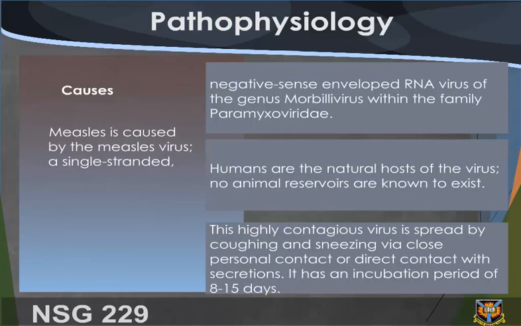Causes. Measles is caused by the measles virus, a single-stranded, negative-sense enveloped RNA virus of the genus Morbillivirus within the family Paramyxoviridae. Humans are the natural host of the virus. No animal reservoirs are known to exist. This highly contagious virus is spread by coughing and sneezing via close personal contact or direct contact with secretions. It has an incubation period of 8 to 15 days.